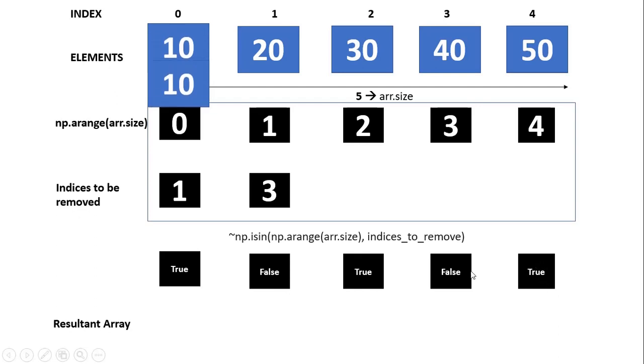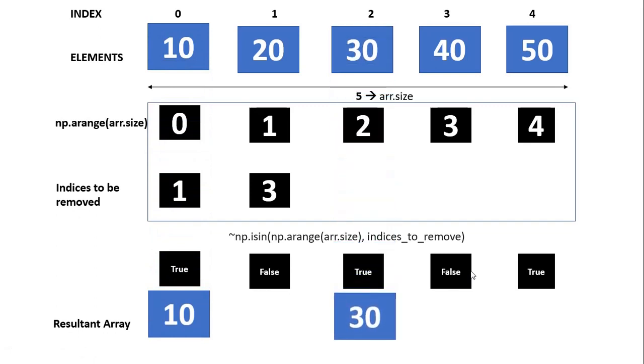So the resultant array will store the values 10, then it will store the value 30, and then finally it will store the value 50. And this will be our output. So we now have to implement this logic within our code. So let's dive into our coding screen.